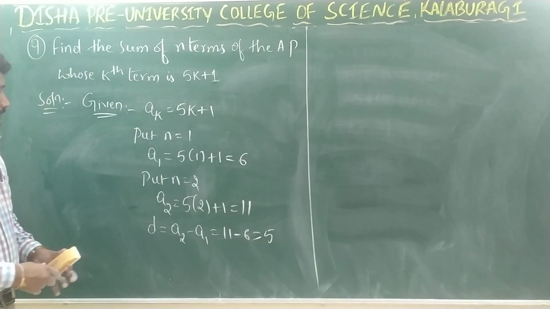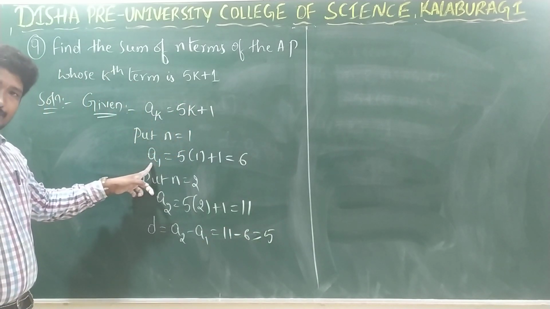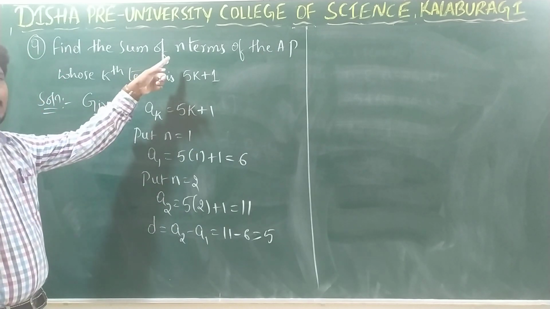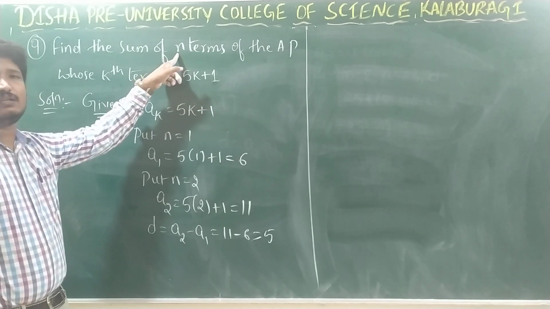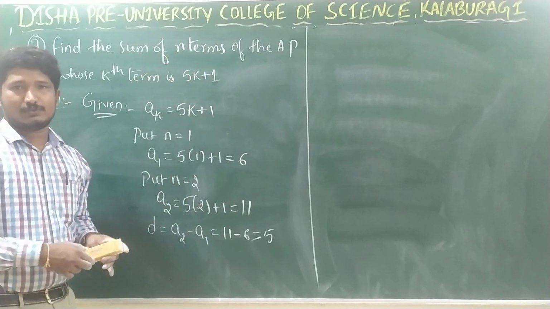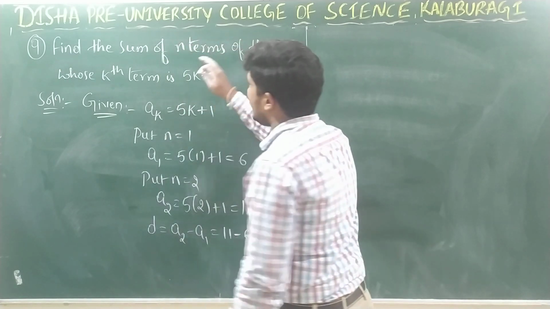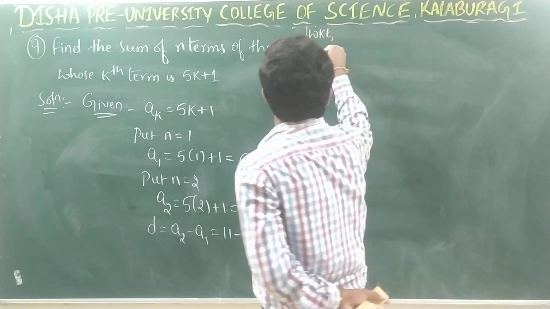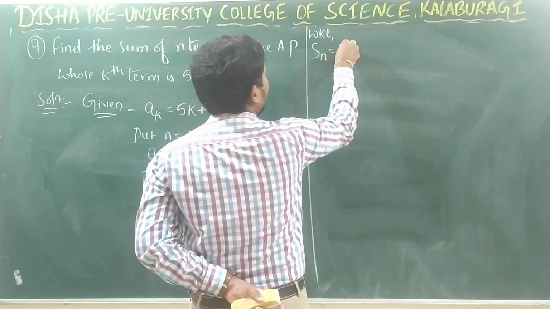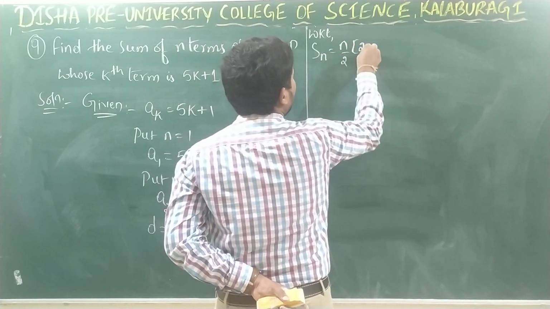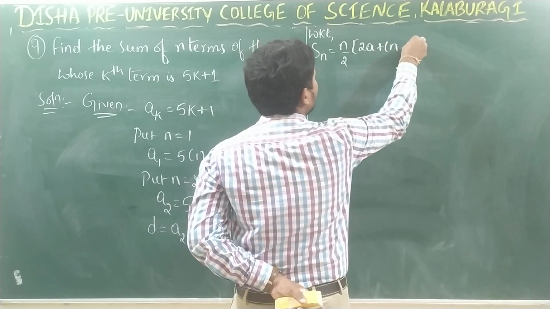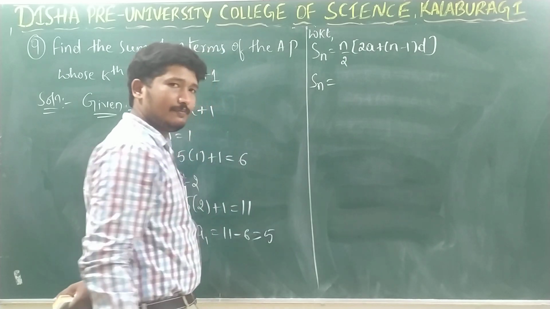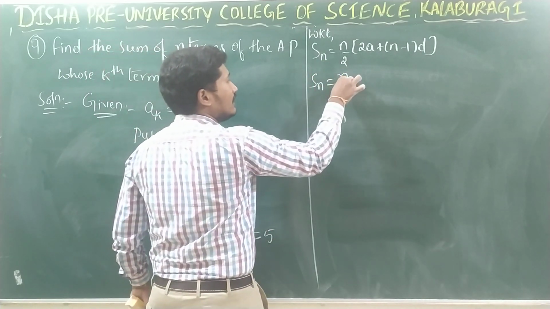Right? So see here, I have the value of the first term. I have the value of the common difference. I also know the value of n. What is the value of n? n itself, because there are n number of terms. So we have to find out the sum of n terms. So we know that Sn is equal to n by 2 into 2a plus n minus 1 into d. Right? So we have to calculate Sn. The value of n is n itself.